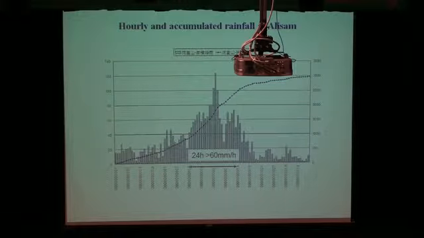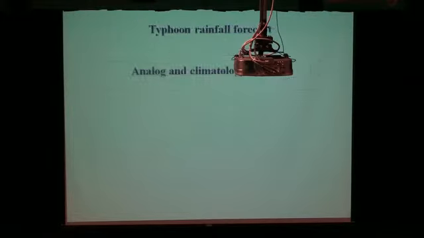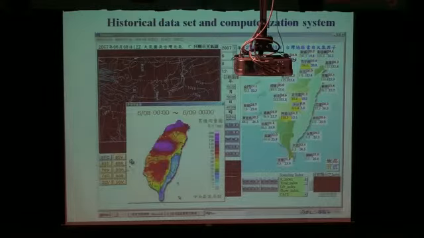I'd just like to mention that this is the hourly and accumulated rainfall for a Pakistan area. It continued for about 1 day. The hourly rainfall is more than 60 millimeters. So they produced very large daily rainfall, particularly at this mountain station.